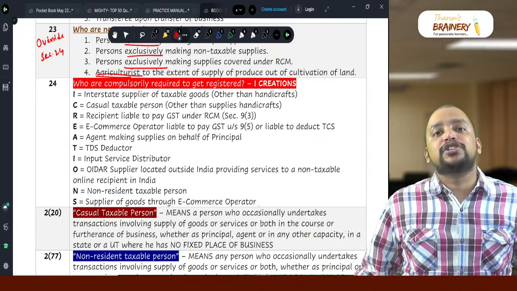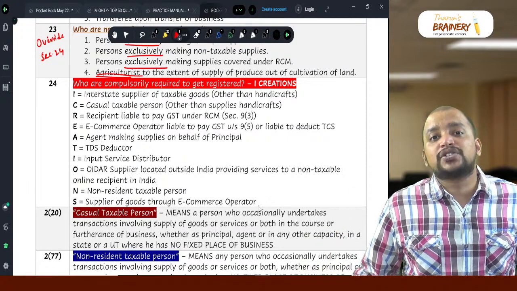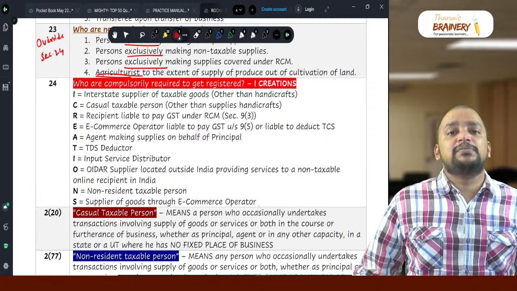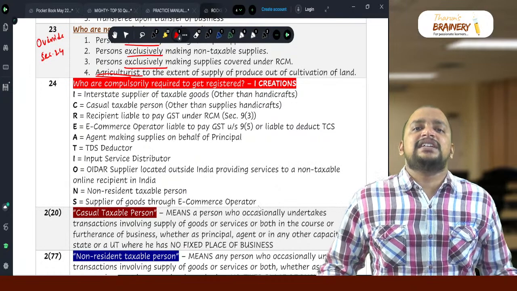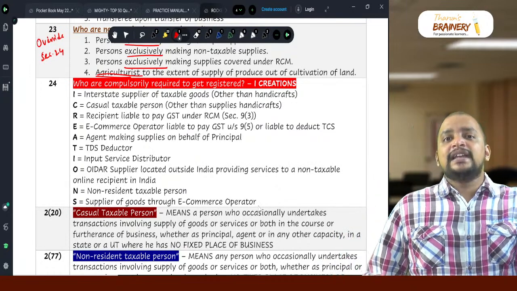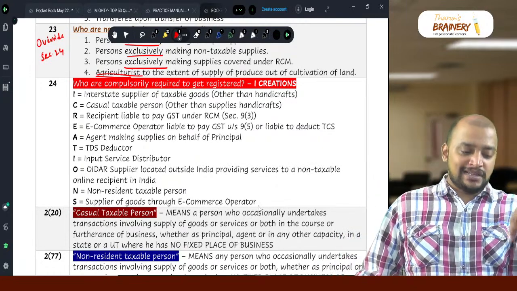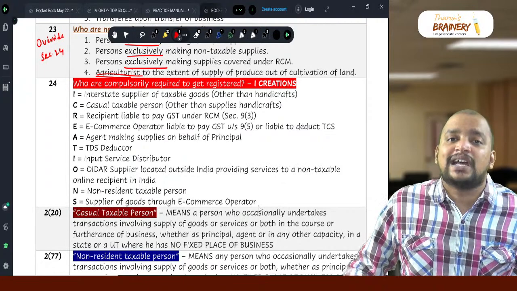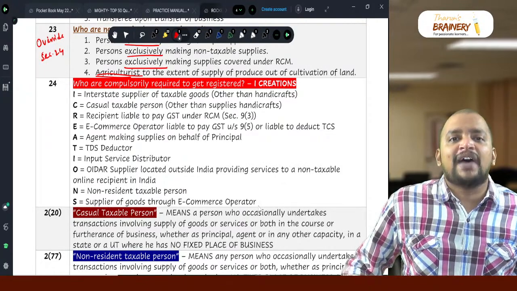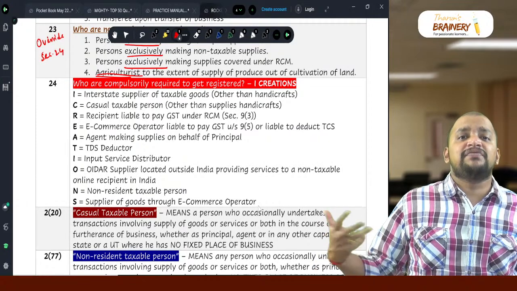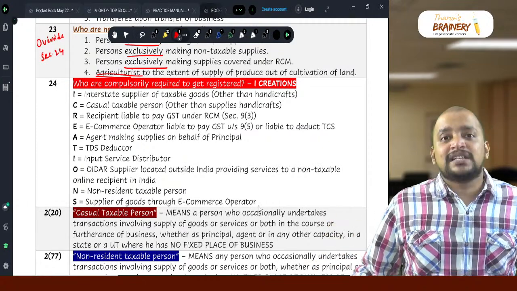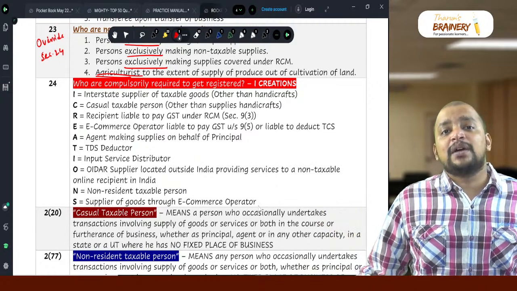Then see, C for casual taxable person. Who is a casual taxable person? A casual taxable person is a person who comes from another state to this state and is making supply of goods or services and is not having any physical place of business in this state, so will be called a casual taxable person. For example, a lot of actors who come into this state and do not have any physical place of business in this state but start acting in some movies.